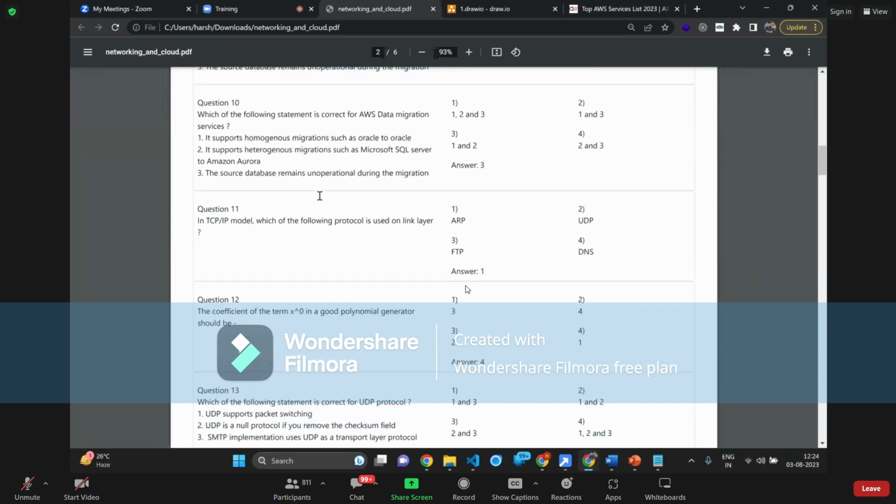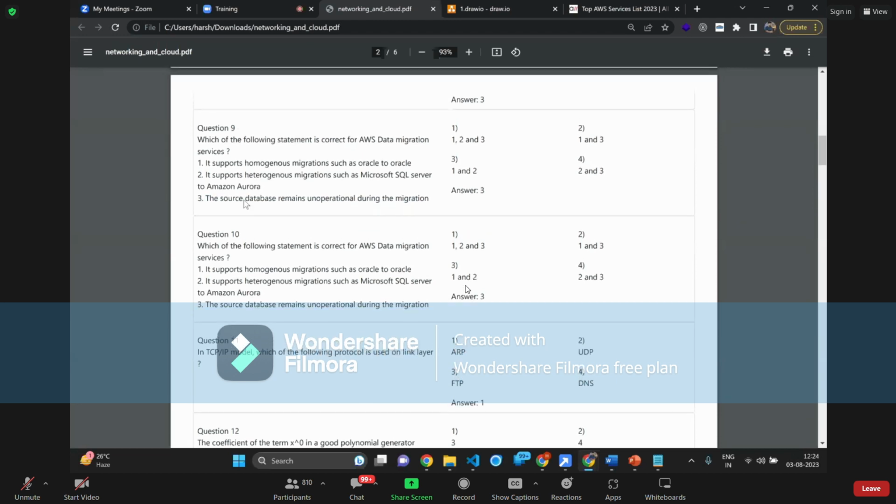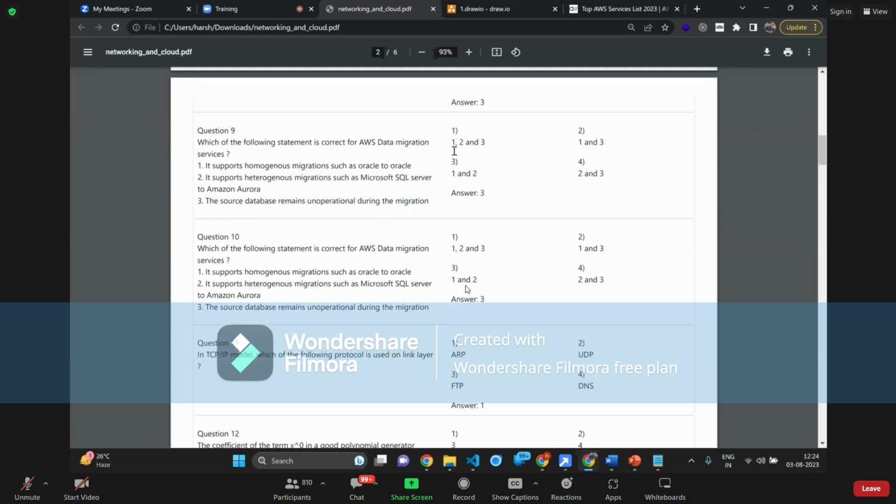Which of the following statements is correct for data migration and supports homogeneous migration from Oracle to Oracle? The answer is it supports homogeneous migration from Oracle to Oracle and also from SQL. In terms of operational data migration, this is not possible because if the source database is operational, how can it send data? The whole point of migration is to send data from one point to another, right? If the source database itself is operational and not sending data, so the answer is 1 and 2.